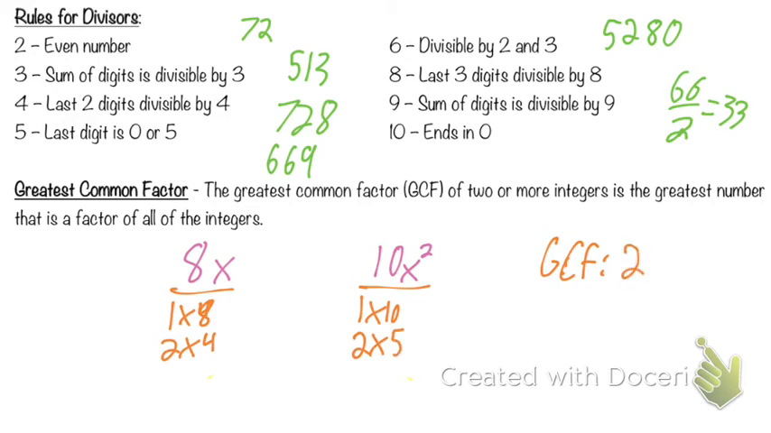2. Now, how many x's do they also have in common? This one has 1x. How many x's does this have? 2. So it's essentially x times x. So they both have at least 1x in common. So our greatest common factor is actually 2x. So they both have a 2 and an x.